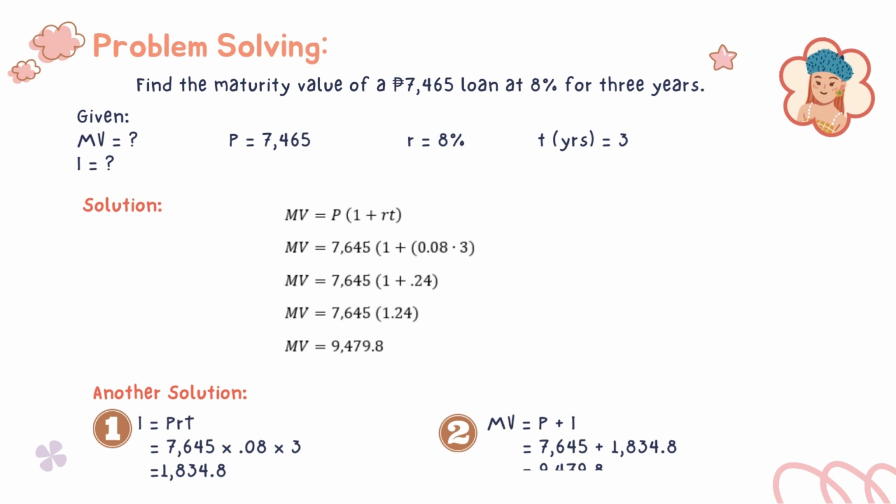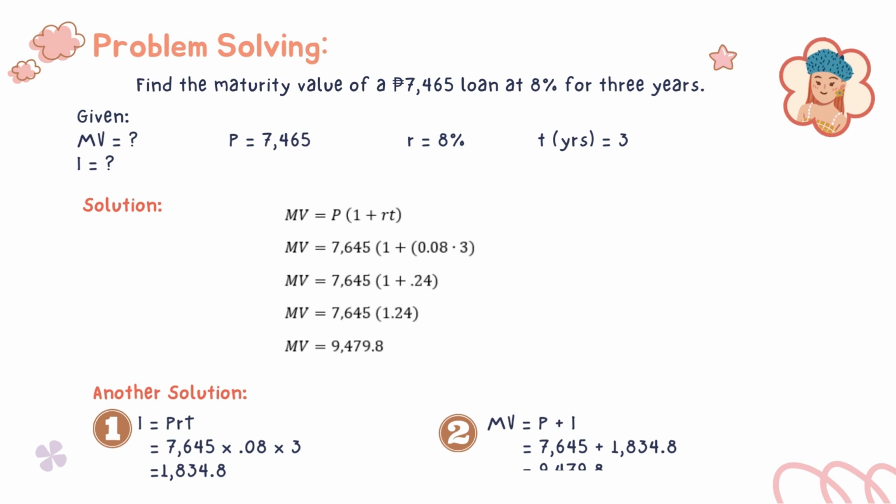Okay? So, 7,645. Ang 0.24, by the way, is 0.08 times 3. So, that's 0.24. So, 1 plus 0.24, that's 1.24. And then, multiply nimo sa principal, you will get the maturity value of 9,479.8. Okay? So, that's how we compute maturity value using the simplified formula.